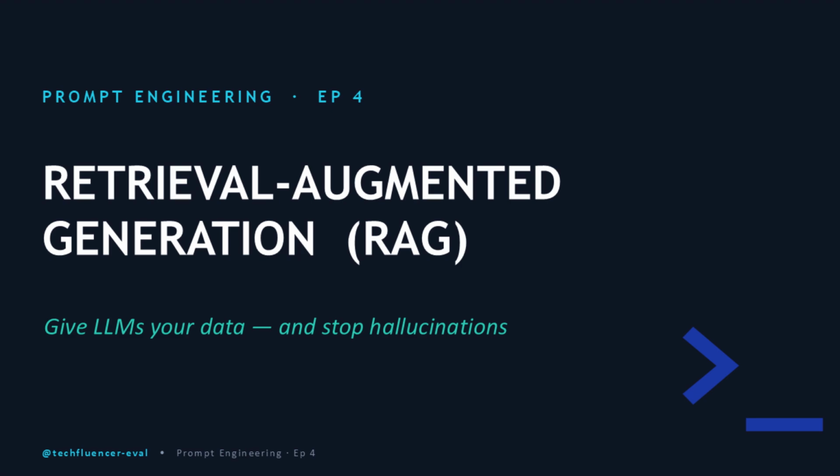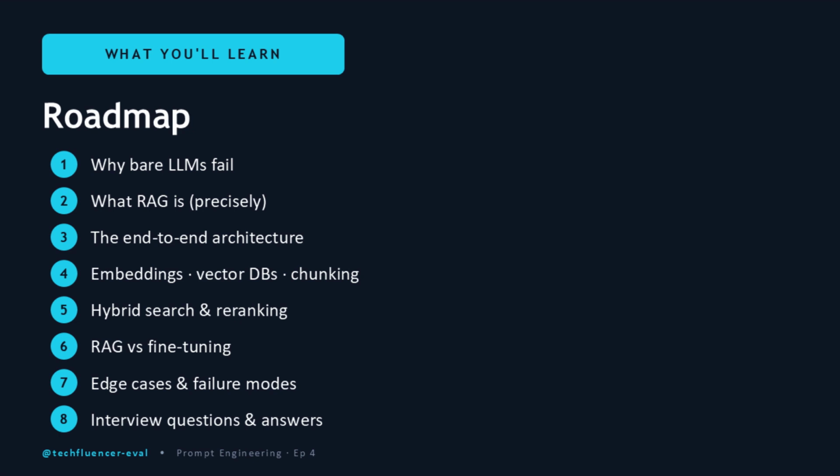Let's dig in. Roadmap. The problem RAG solves. A precise definition, the end-to-end architecture, the core components, embeddings, vector databases, and chunking, retrieval, re-ranking, and hybrid search, RAG versus fine-tuning, the edge cases that break RAG in production, and finally, interview questions and answers.